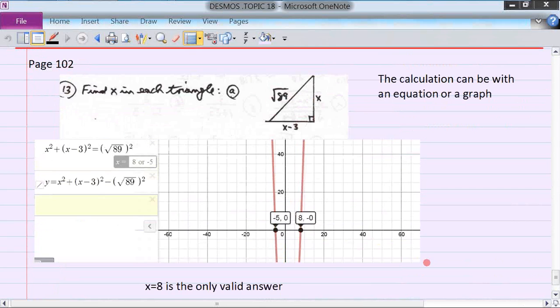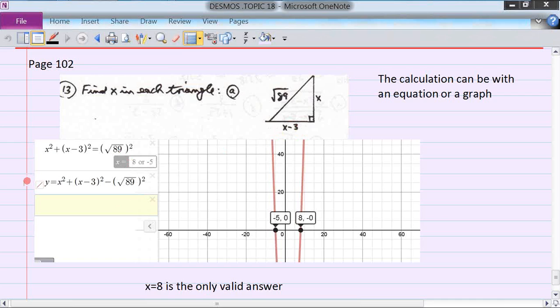Okay, the last problem on page 102. We've got this triangle right here, and we put it in the Pythagorean theorem. We square this, we get this, we square that, we get this, and we square the 8 root 9. We're applying the Pythagorean theorem, and he gives us the values of 8 or -5. Now we can't use a negative number as a distance here, so only 8 is a valid answer.